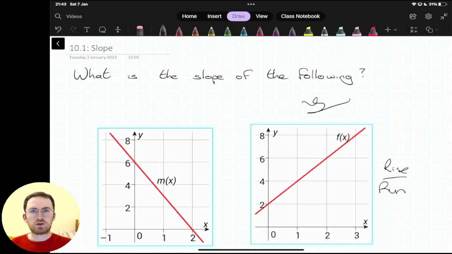Okay, so we are going to go over an introduction to calculus. We're going to look at the idea of what calculus is and where it comes from, and how it applies to things that we have done already and then things that we're going to move on to. So first of all, to start us off, we're looking at what is the slope of the following two lines.